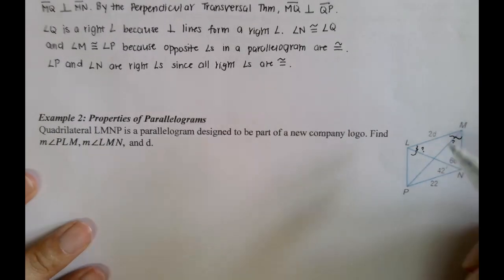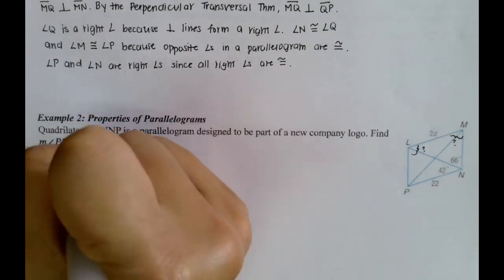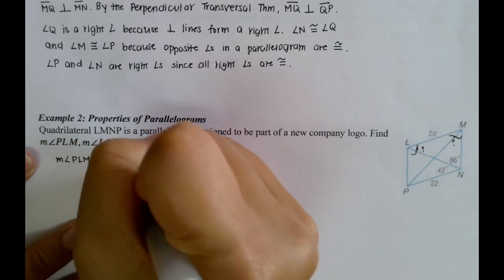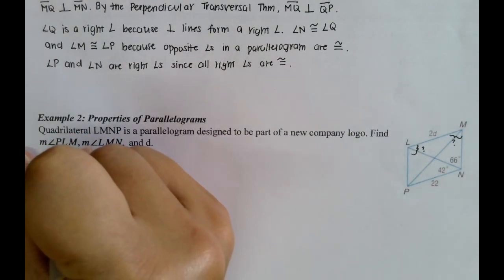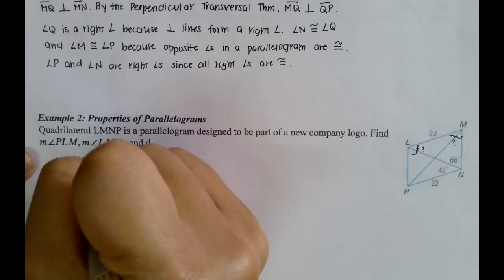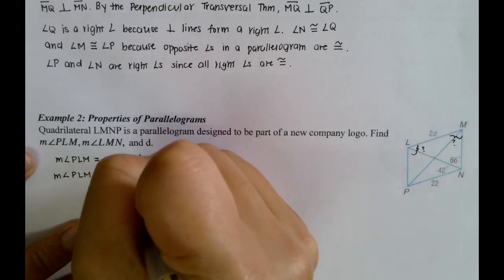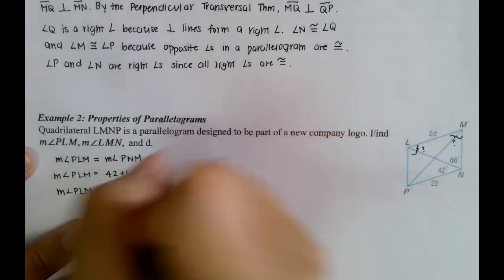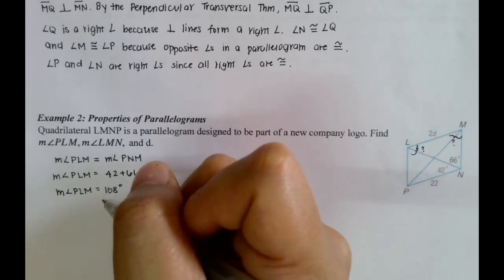Okay. So one thing we know about parallelograms is that opposite angles are congruent. So that means the measure of angle PLM is going to be the measure of angle PNM, so it's going to be congruent to this angle here. We know that PNM consists of this 42 and the 66, which means that PLM is 42 plus 66, which is 108. And so PLM is 108 degrees.